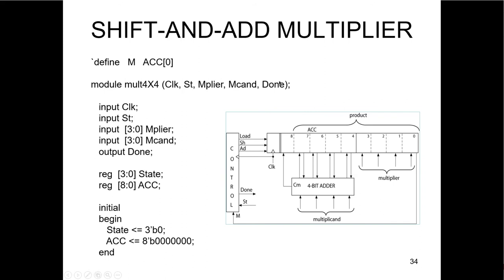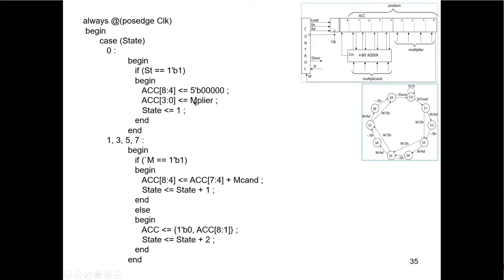All right. So here's how this looks. The Verilog part actually can make some sense. So we have to initialize everything. We zero out the shift register, and then we put the multiplier down there in the lower bits, 3 through 0. That's the multiplier. And then we have this case statement where case 0 is the start, and then we do states 1, 3, 5, and 7 if M equals 1, and that's the current multiplier digit.